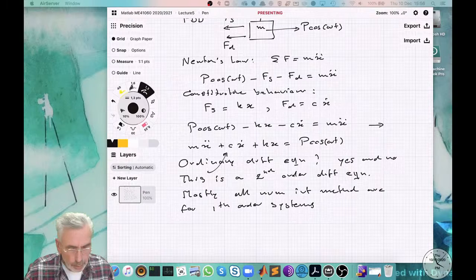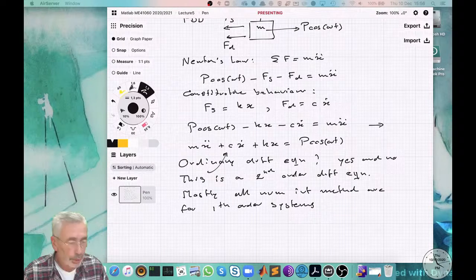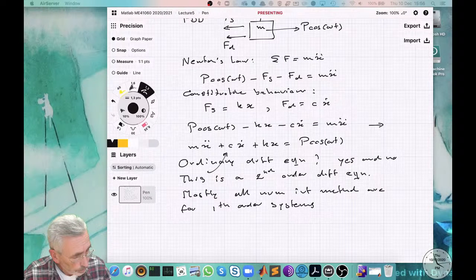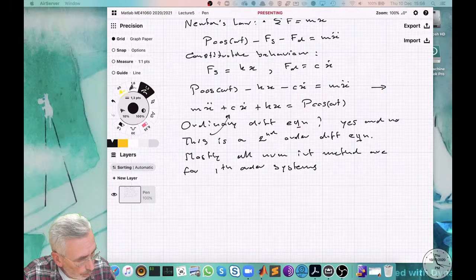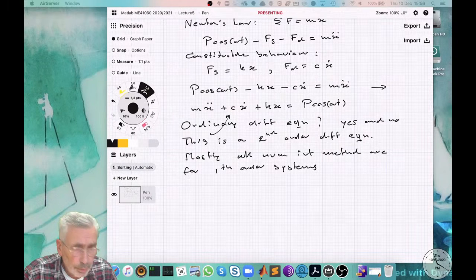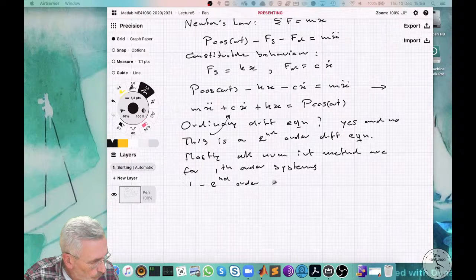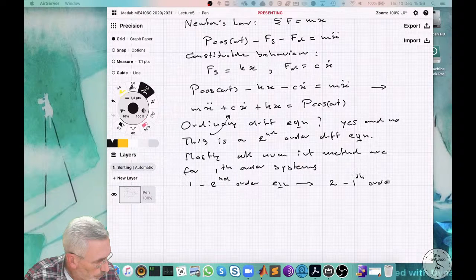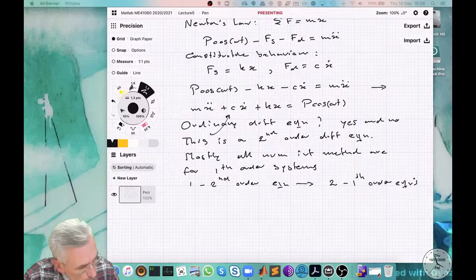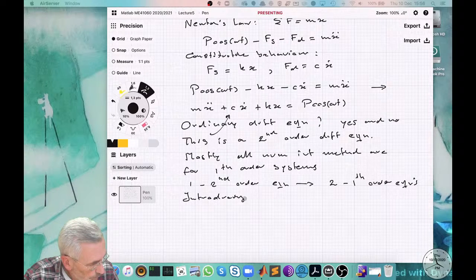Okay, so then the question is, how do we transform our system into those first order systems? Well, that is easy actually. You just introduce a new variable. So you go from one second order equation to two first order equations, by introducing new variables.